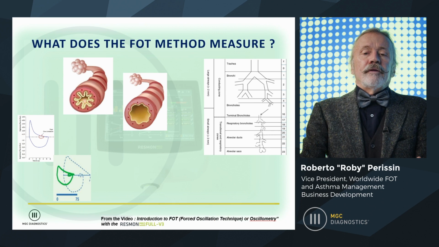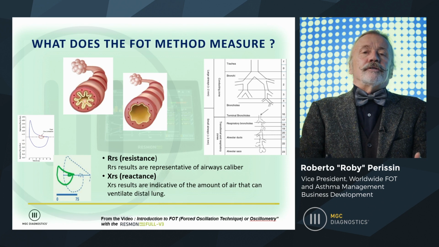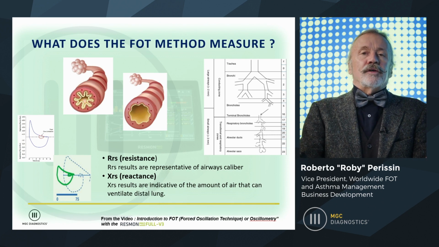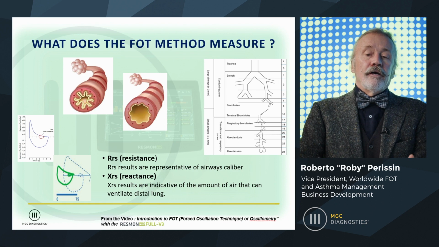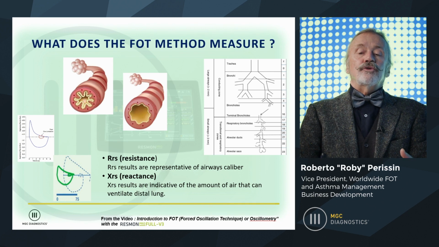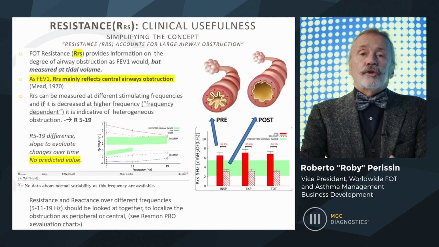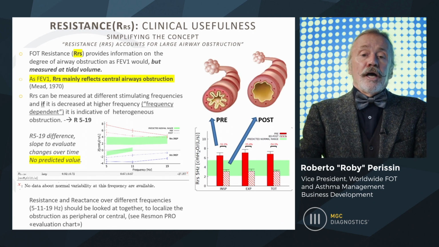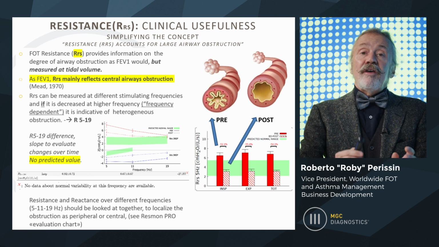What does the FOT method measure? What do we measure with Resmon? Well, 2 main parameters. Resistance of the respiratory system, RRS, it's really the representation of the airway caliber behavior. While reactance, XRS, it's really indicative of the amount of air that can ventilate the peripheral airways or the distal lung. So, to speak spirometry language, resistance will actually measure central airways obstruction like FEV1 does.